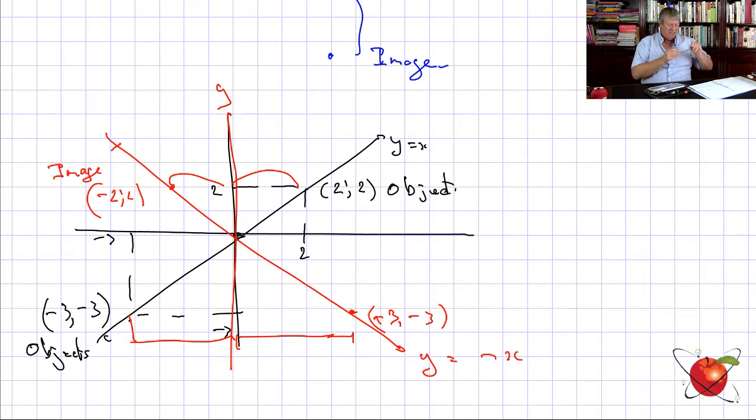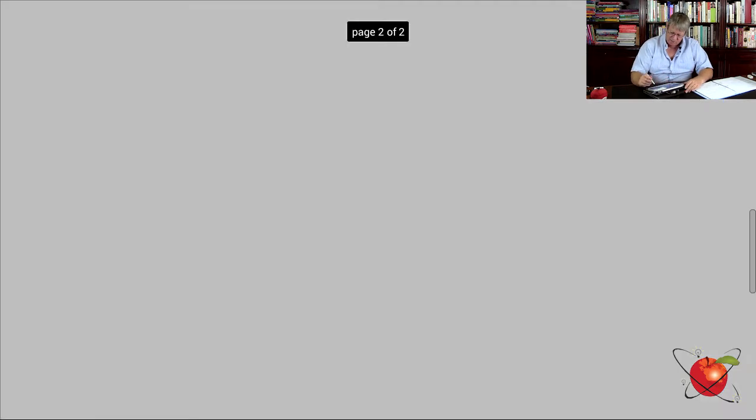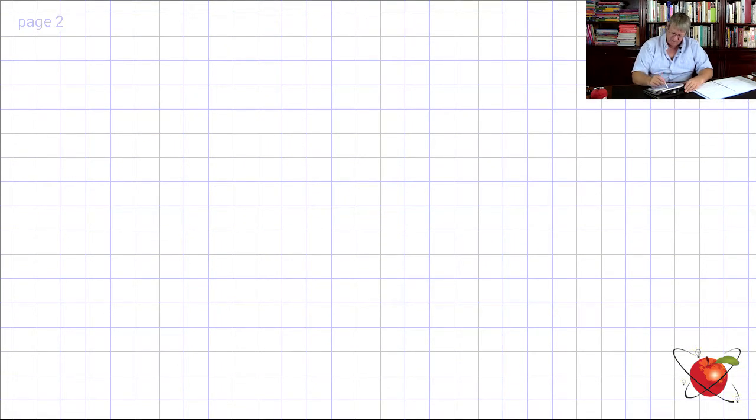Let's look at this one. Let us take a graph. I've just done one here. What about this graph? Let us just see what happens now. This is the graph of y equals half x minus 2.